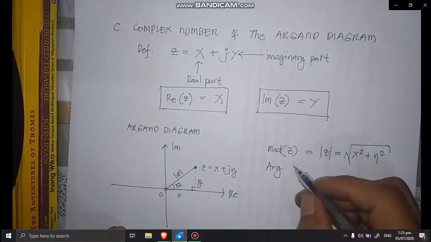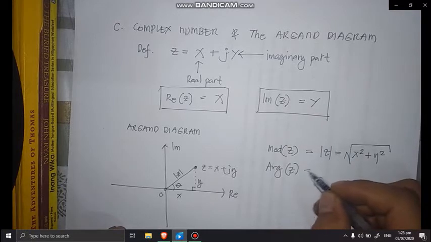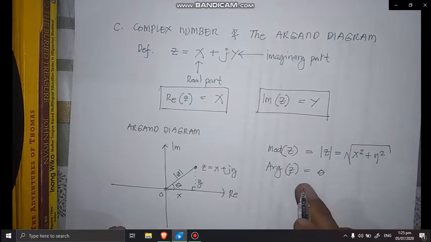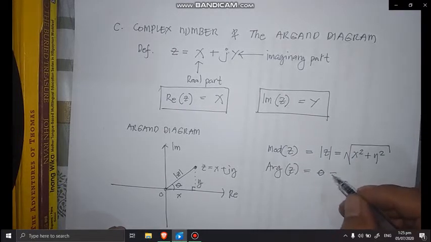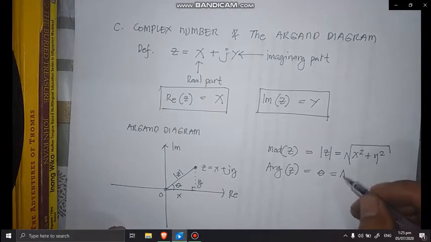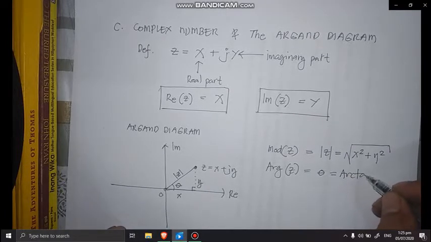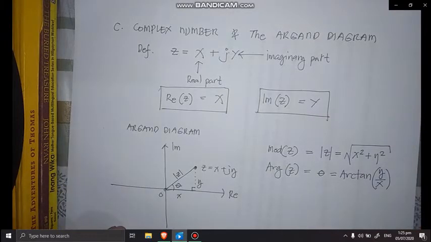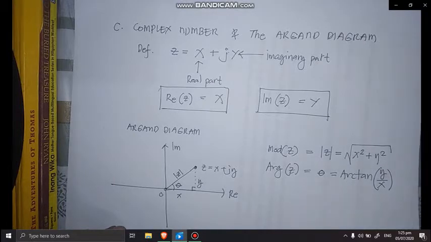And the angle theta is equal to the argument of z, that is the same as the arctangent. Take note, that is the arctangent of the opposite over the adjacent, or that is the arctangent of y over x. That's the side opposite your theta and the side adjacent to your theta. I mean adjacent side.